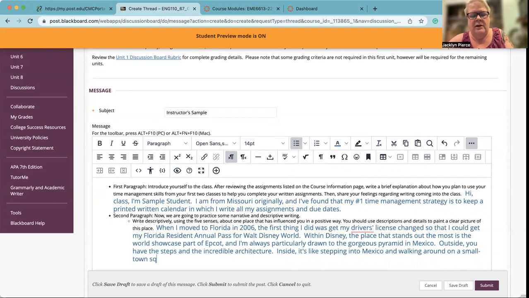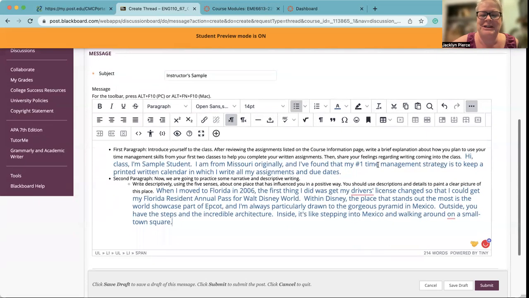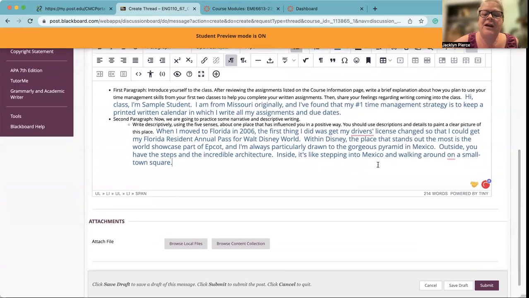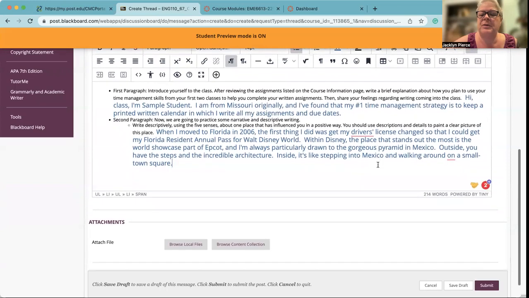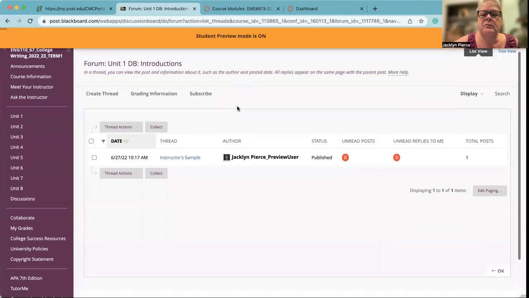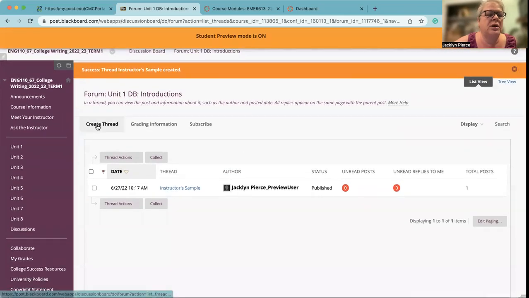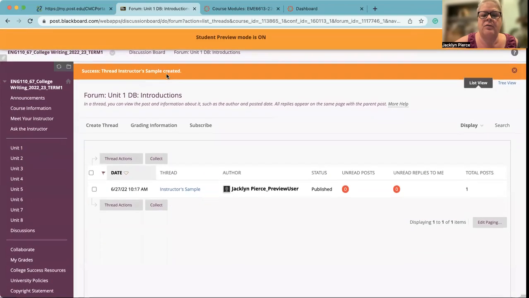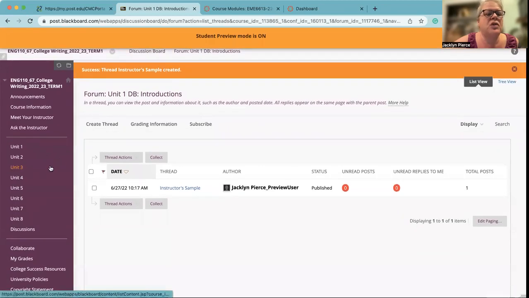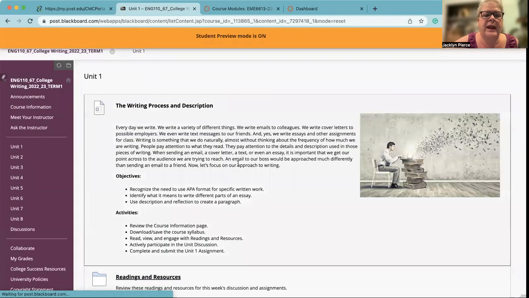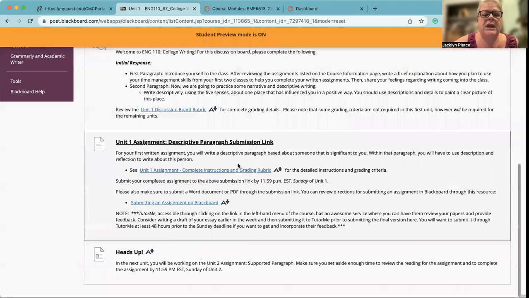Okay, so I am not going to always type all this kind of stuff out and make you watch me do it, but I just wanted to show you, especially on this first one, how to post this information. So I've written my paragraphs and I'm going to click submit. So when you are going into the discussion board for Unit 1, you will see my post is already there, okay? So let's go back to the unit and look at the writing assignment.